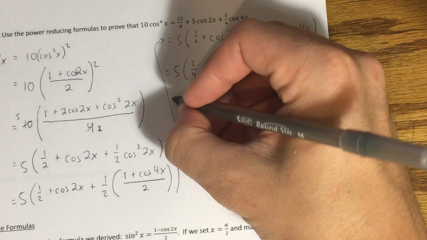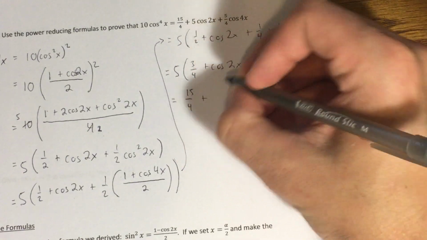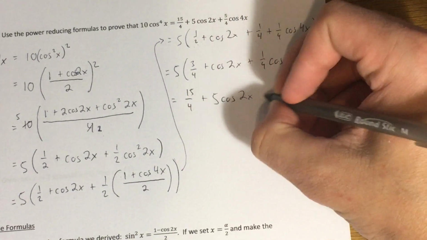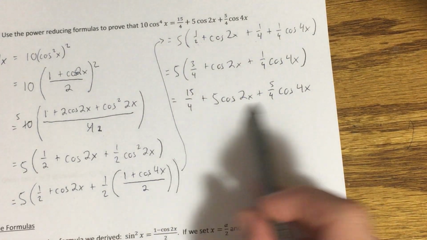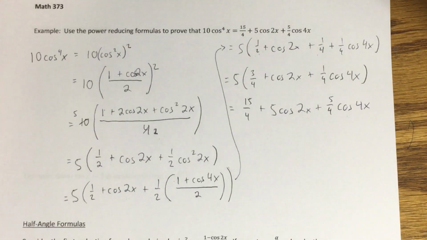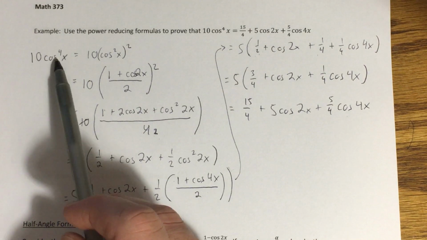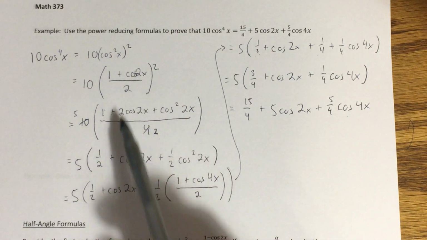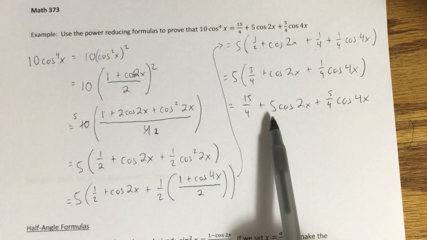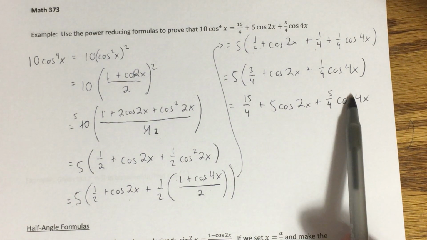And finally, to wrap everything up, let's go ahead and distribute the 5 in. 5 times 3/4 is 15/4 plus 5 cosine of 2x plus 5/4 cosine of 4x. And that is exactly what we were being asked to prove, okay? So this process is really reminiscent of what you do in calculus 2, starting with cosine or sine of something to a large power, and sometimes using multiple applications of a reduction formula to get that thing entirely down to cosines of possibly different angles, but not raised to any power other than 1.